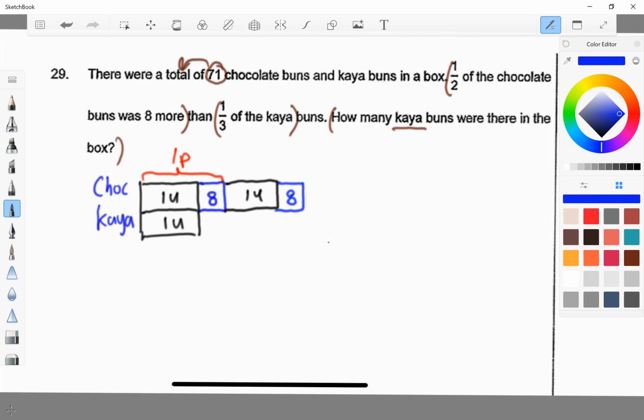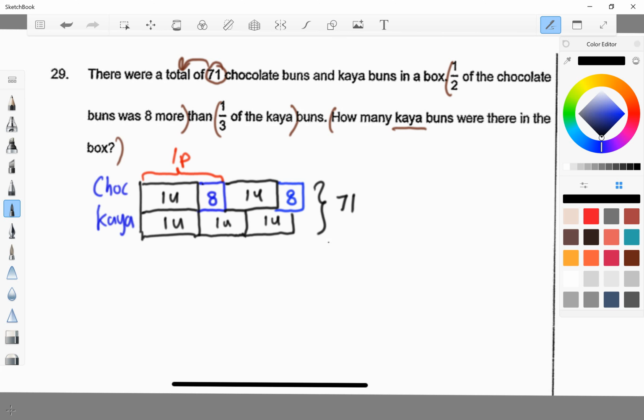So the next thing that I have to do is to complete the drawing for the kaya. So how can I do it? Just remember that for kaya, there's a denominator 3, which means that the total units for the kaya has got to be 3 units. So it should look something like this. At this point in time, we actually do not know whether it is kaya more buns or chocolate more buns, but it really doesn't matter. What matters is that we know that the total is 71.